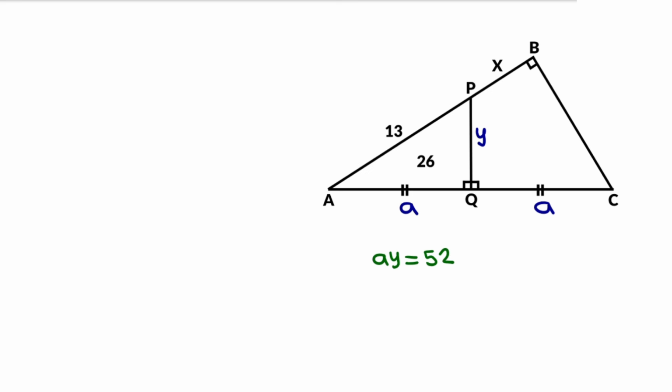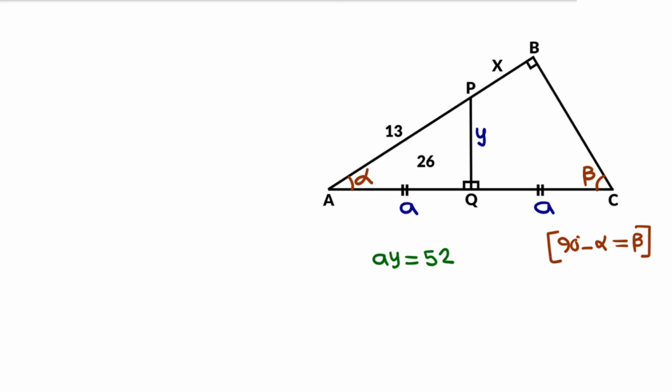Now let's look at the angles. Call the angle at A alpha. Since the large triangle ABC is a right triangle, the angle at C must be 90 degrees minus alpha. Let's call that angle beta.